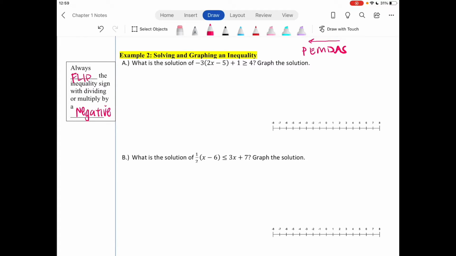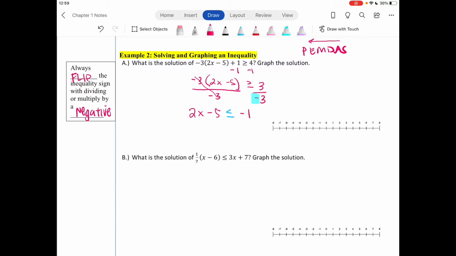Since we're starting with addition and subtraction, we're going to subtract 1 from both sides, which leaves us with negative 3 times 2x minus 5 is greater than or equal to 3. Then we're going to divide by this negative 3 out in front on both sides. And that's going to give us 2x minus 5. But since we divided by this negative here, we have to flip our inequality symbol. So now it's going to be less than or equal to, and it'll be less than or equal to negative 1.